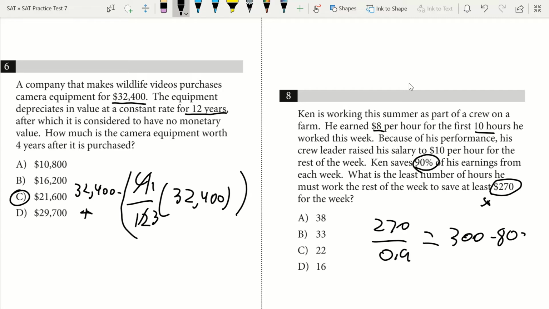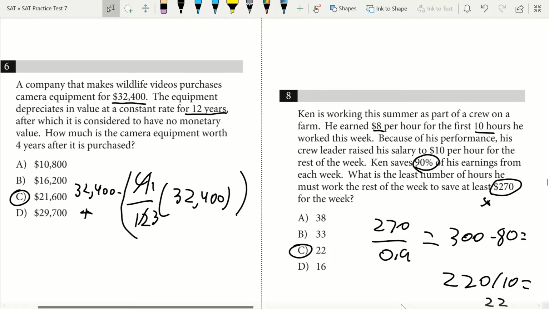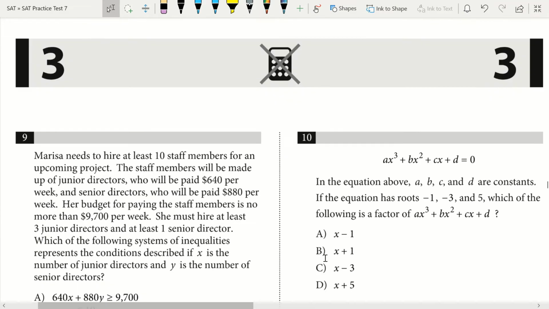So minus 80, right? That's going to give us $220 left. He's earning $10 per hour for the rest of the week. He needs to work 220 over 10, which is 22 hours. Answer choice C. All right, question 9. If I can get this thing to scroll. All right, question 9.